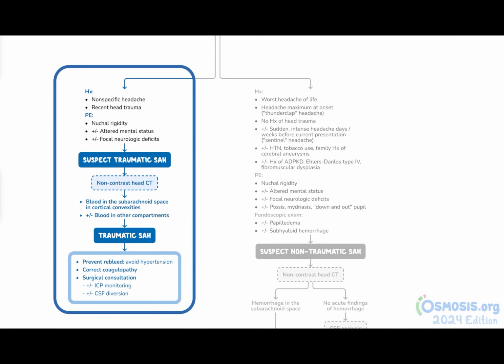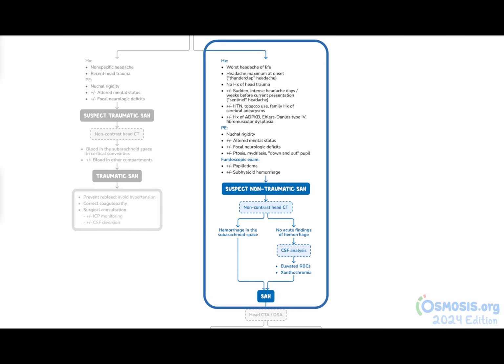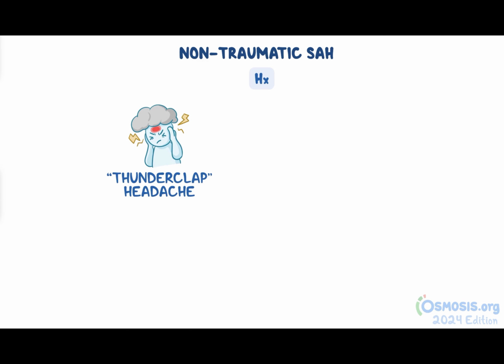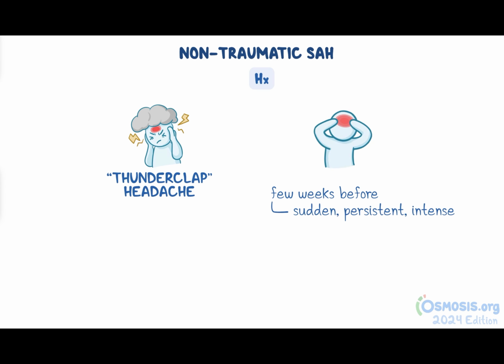Now, let's go back and take a look at non-traumatic subarachnoid hemorrhage. These patients will typically endorse the worst headache of their life, which is often called a thunderclap headache because the pain is maximum at onset. In some cases, a few days or a few weeks before the patient's presentation, they could also report a sudden, persistent, intense headache called a warning or sentinel headache.